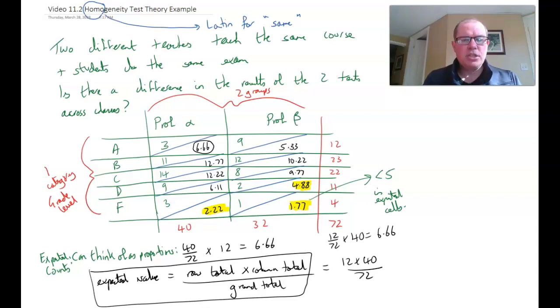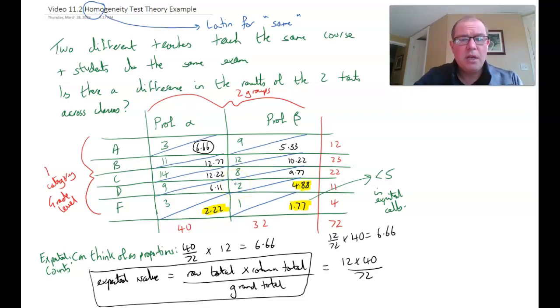So let's imagine we've got Professor Alpha and Professor Beta, and we've got the number of grades given here. For example, we've got 3 A grades from Professor Alpha, 11 B grades for Professor Alpha, etc. So these green numbers are the observed grades of that professor. Professor Beta got 9 A grades, 12 B, 8 C, and so on. So we want to know if Professor Alpha or Beta is a harder marker, and is there any statistical evidence for this.